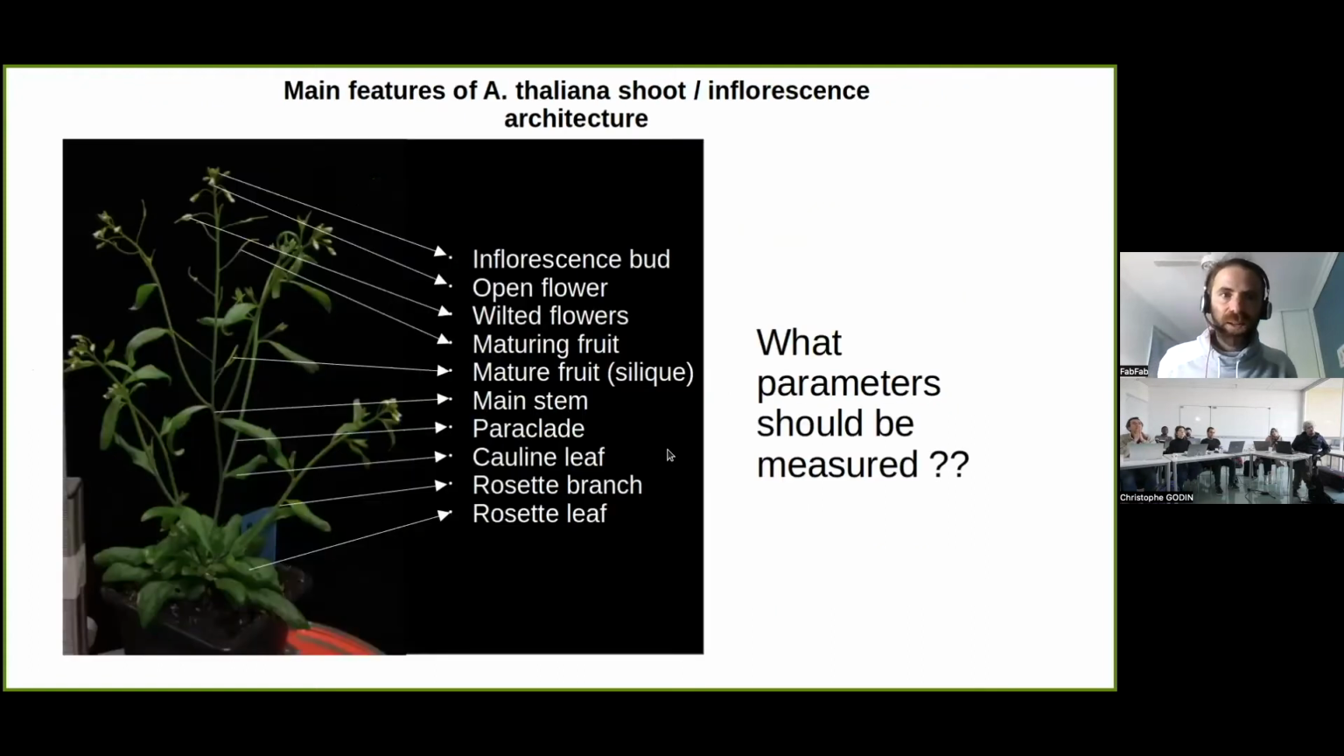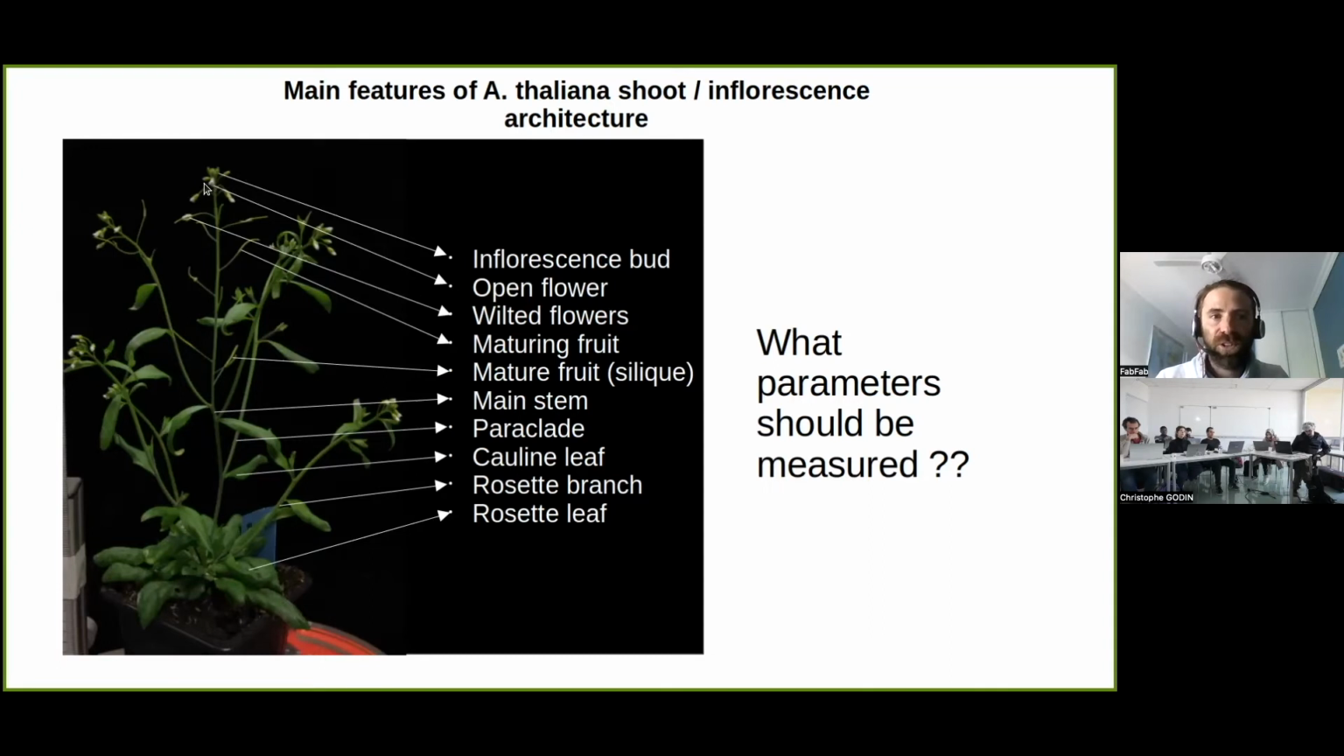So here I present an Arabidopsis plant, and I introduce a bit of the different terms that I'm using and that I will be using again when I explain the different measures I made. If we look at this inflorescence of Arabidopsis, I will present the different parts from the top to the bottom. This is the inflorescence bud. The shoot apical meristem is inside and produces the different flowers. You can see that the youngest flowers are inside this bud, and on the periphery you have older and older flowers.